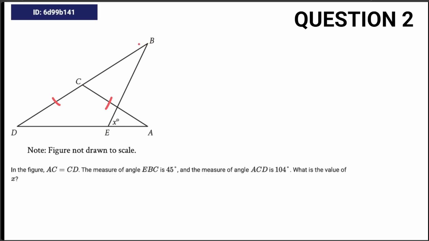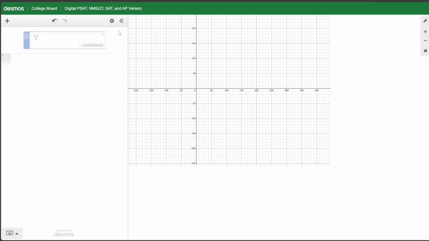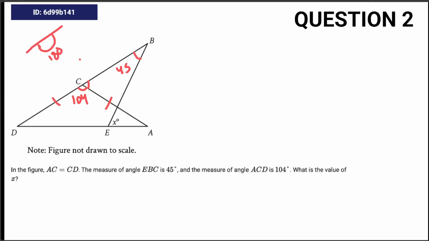EBC, you look at the B, is 45, and ACD is 104. What is the value of X? What we know here is that angles on a line add up to 180 total. And so we can do right here 180 minus 104 to get whatever's in here, 76. So we know that this is equal to 76.